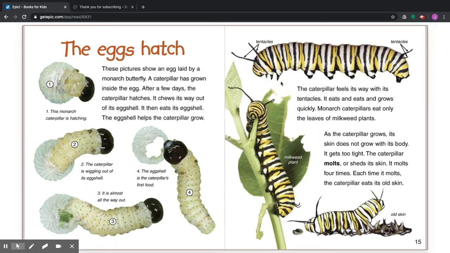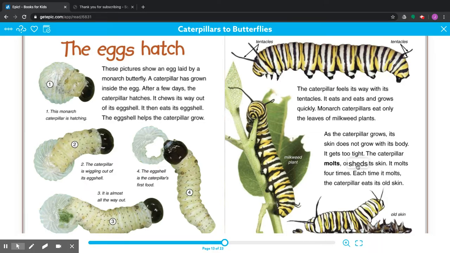The caterpillar feels its way with its tentacles. It eats and grows quickly. Monarch caterpillars eat only the leaves of milkweed plants. As the caterpillar grows, its skin does not grow with its body. It gets too tight. The caterpillar molts or sheds its skin.